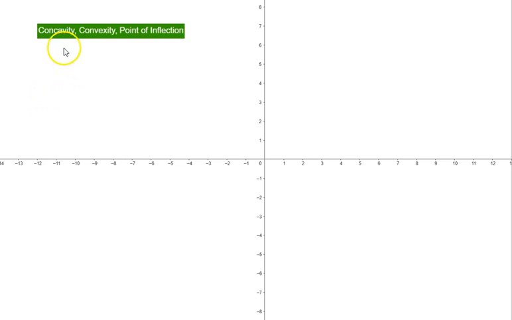Let us look at concavity, convexity, and point of inflection. Let's look at it with an example. Let's say we have this graph. This graph is f of x equal to natural log of x.